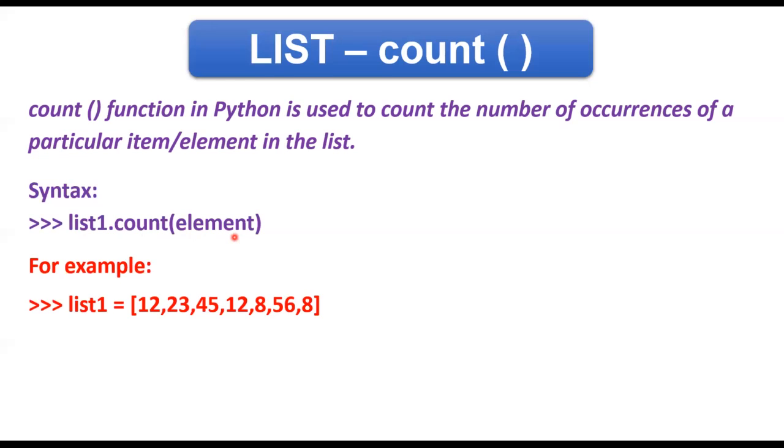For example, list1 is equal to this. So I have a list of these many elements. Now I am going to check for element 8, how many number of times it is appearing inside the list. So I have written list1.count(8) and I will get the result as 2, that it is appearing 2 number of times in my list. So this is how the count method works.